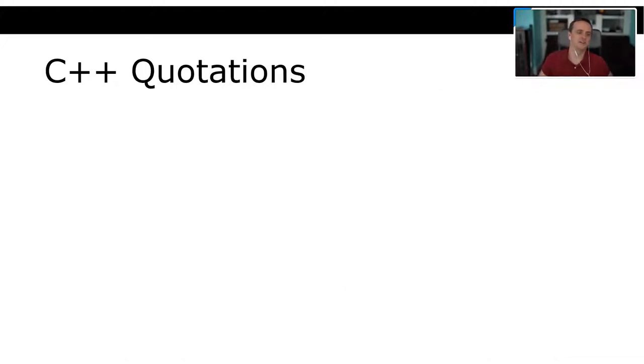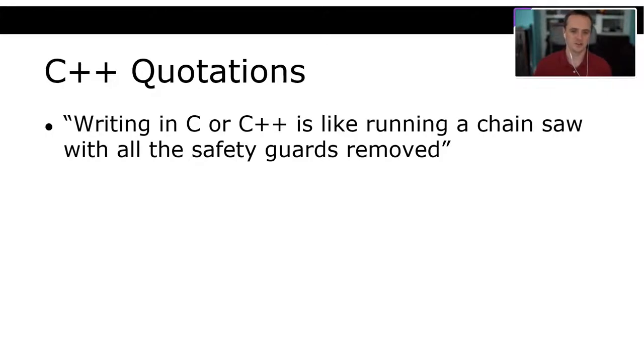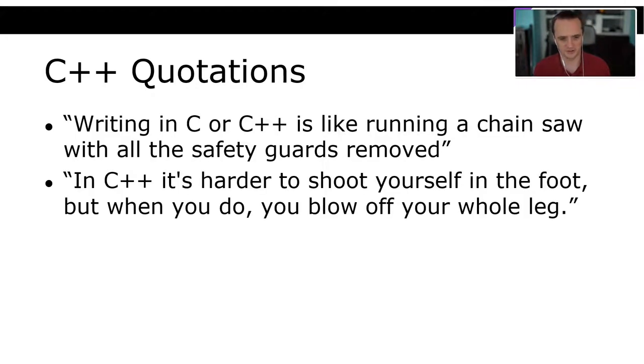So, I like to give some upfront quotations about C++ that I've seen around the internet from various people. And so one of them is, writing in C or C++ is like running a chainsaw with all the safety guards removed, right? These are all fun, right? The thing is, these quotations were all written referencing old versions of C++. Since C++11, it's actually very easy to write safe code in C++. But it's just for humor to include these quotations as well. In C++, it's harder to shoot yourself in the foot, but when you do, you blow your whole leg off.